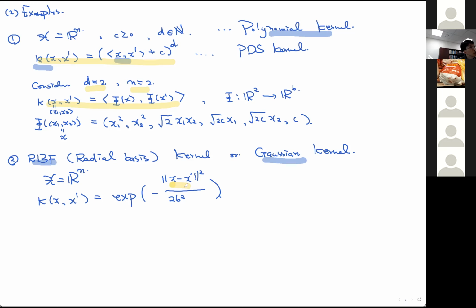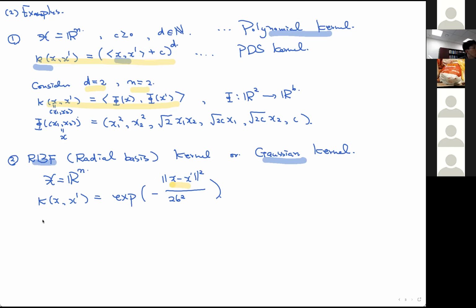You can see that if X and X prime are very far away, the distance will become very large. So that means K will have a very small value, because it's an exponentiation of a negative. But if X and X prime are the same, then the distance is going to be 0, so it's going to have the largest value, which will be 1. Okay. And this is something that's used often.